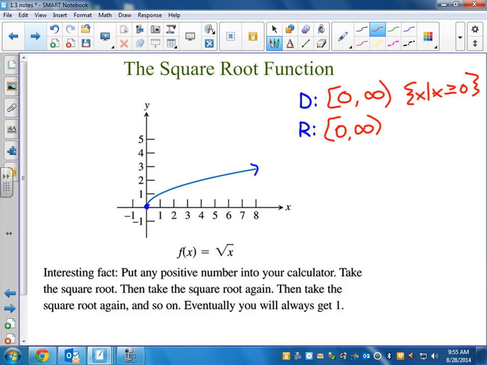Oh, here's a fun one. Put any positive number into your calculator and take the square root, and then take the square root again, and then again, and so on. Eventually, you will always get 1. Now you can stop paying attention and type that in the calculator. Just keep hitting square root, square root, square root. No, you don't care, you won't work.